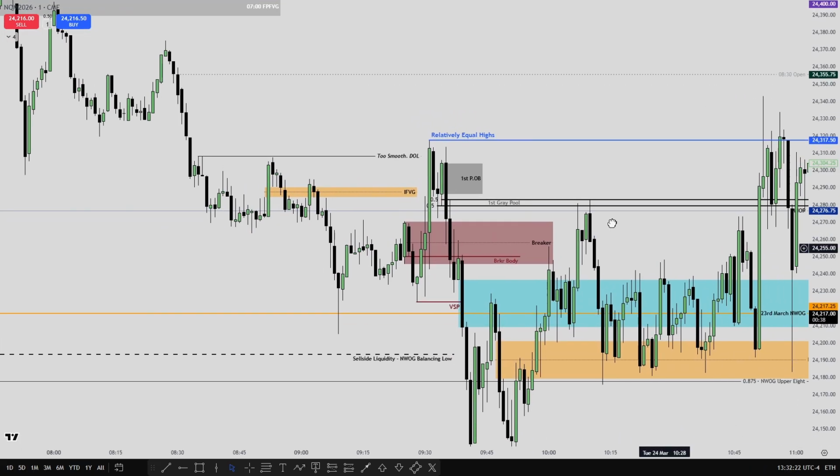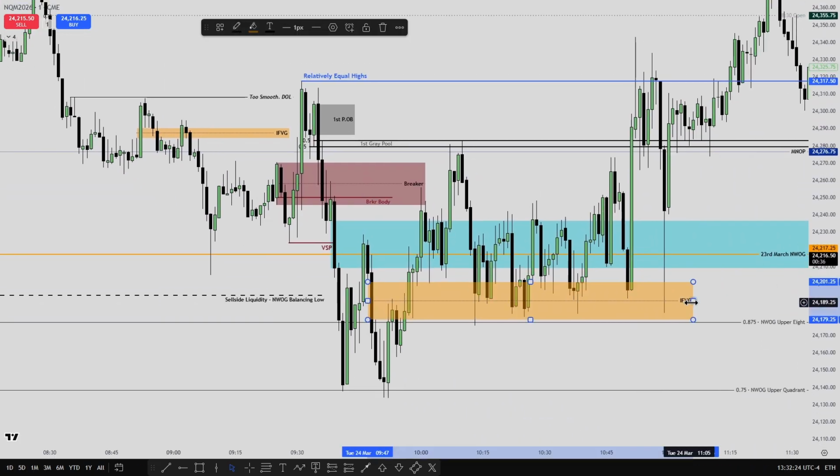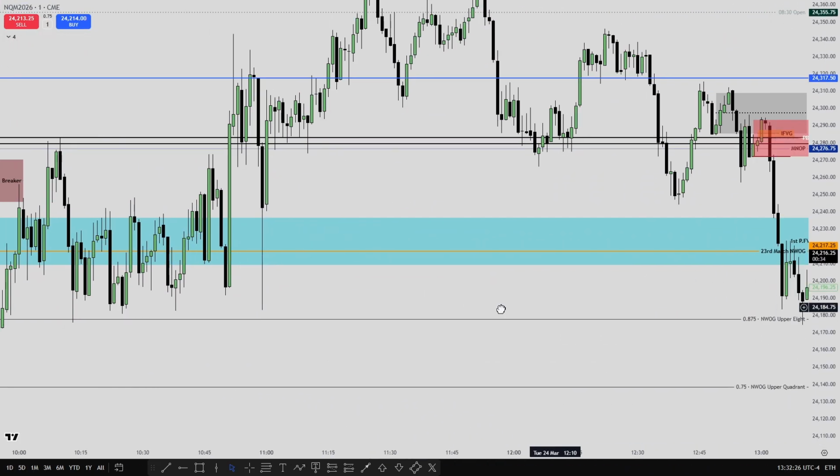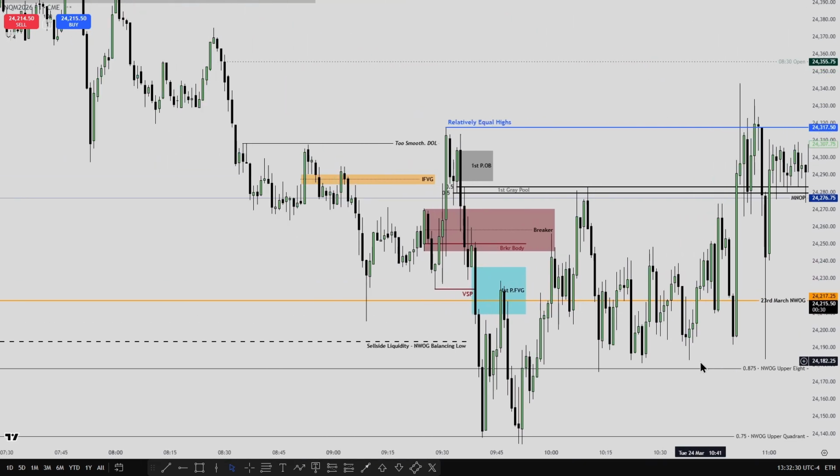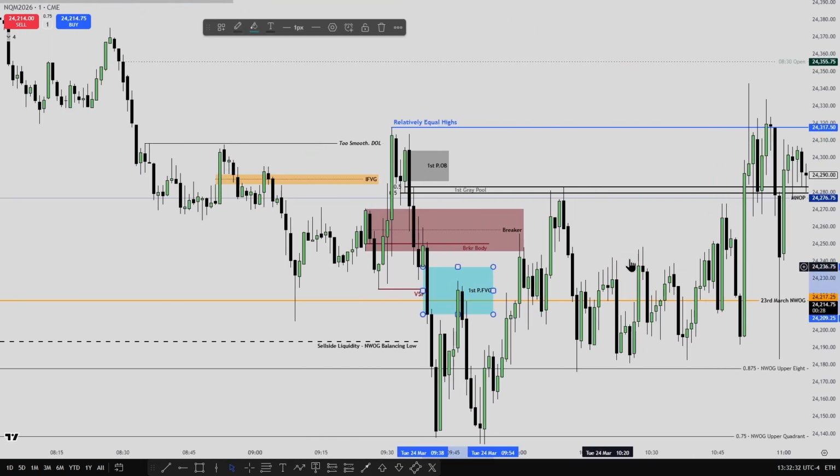I'm going to strip it all down, so it's very simple. I'm going to take this off. Like this. And we're going to go through this candle by candle.